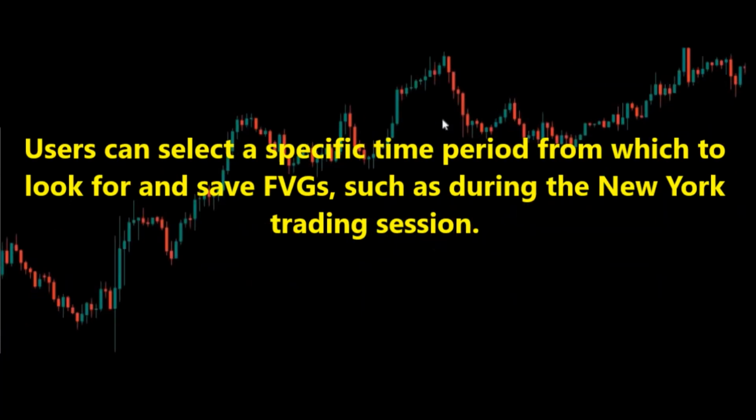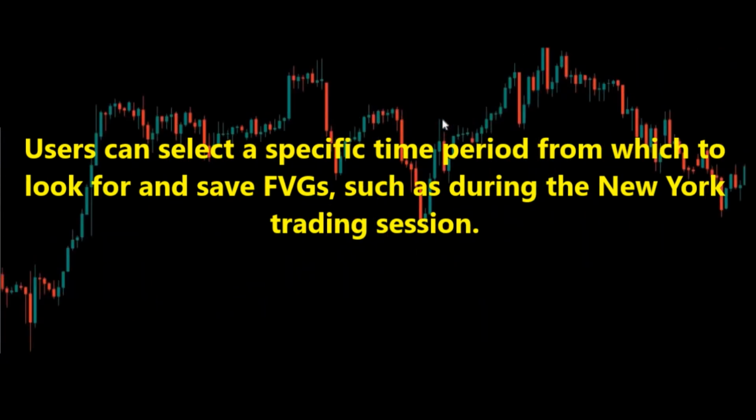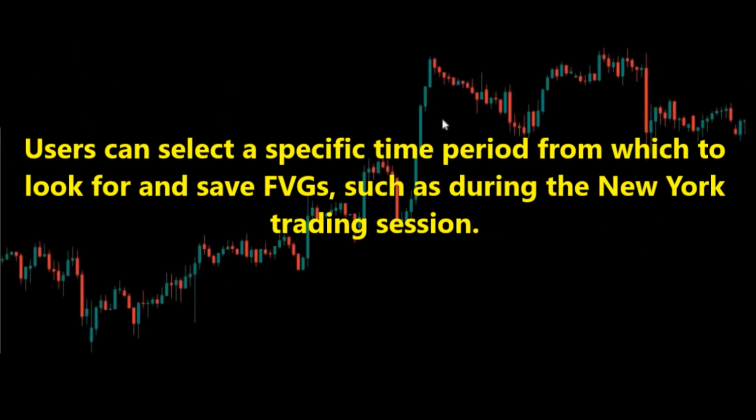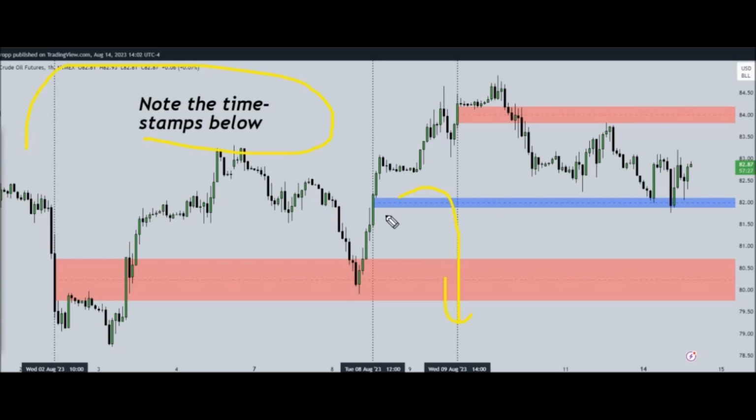As well, guys, users can select a specific time period from which to look for and save the fair value gaps, such as during the New York trading session in the following example over here. So guys, watch this closely. To those people who love trading sessions, you can actually select a specific time period from which you want to look and save the fair value gaps. In this example, this is August 23rd and we got the fair value gap over here. You can actually choose the day. The only thing you really have to do is make sure you know when the New York session is opening, and you will find the fair value gaps on those trading sessions.